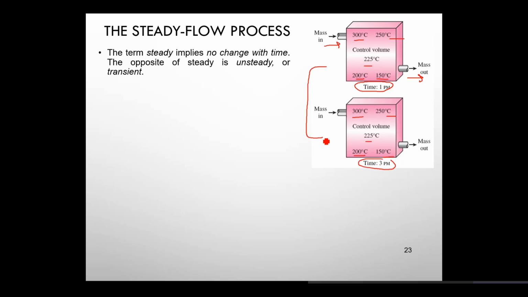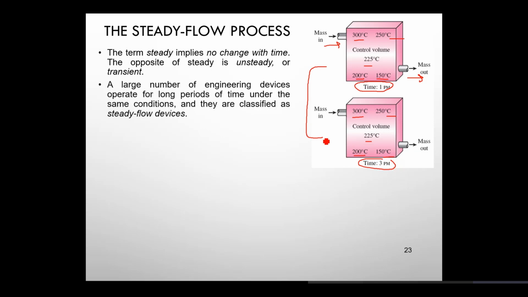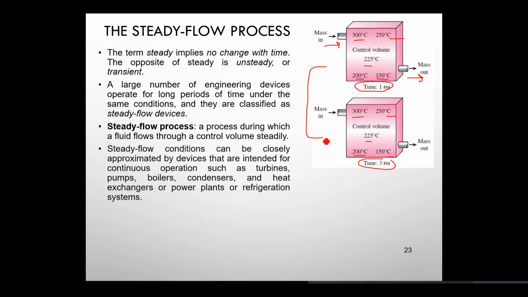Most of the engineering devices which are analyzed as open systems are basically assumed to be working under steady state conditions. That means it is one of the assumptions. Devices such as turbines, pumps, boilers, condensers, and heat exchangers are normally open systems because mass flow is taking place across the boundaries of the system. But on top of that, another assumption is normally associated with them, that they are working under steady state conditions.